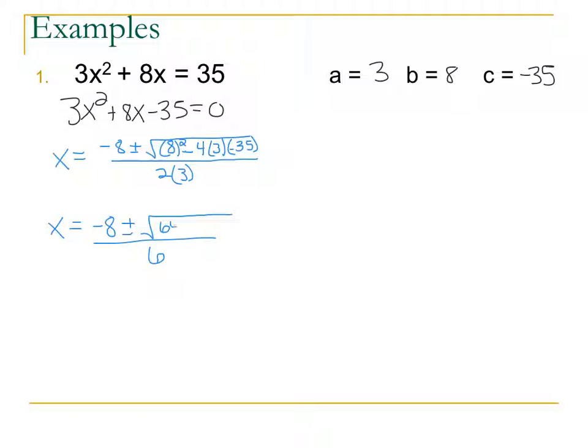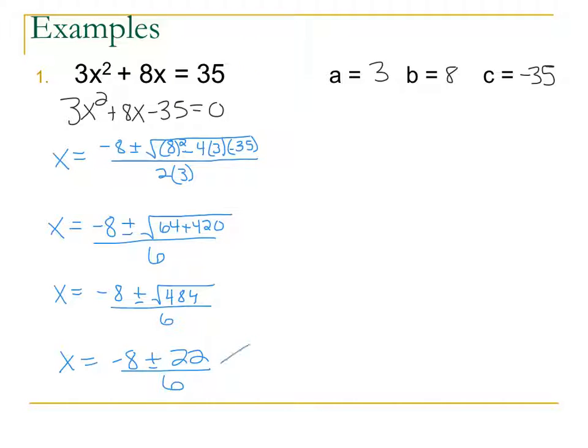So we end up getting 64 minus 4 times 3 times 35, which should become plus 420, all over 6. And then I'm going to go one more step and actually do 64 plus 420, and that should give me 484 all over 6. So from here I would pay attention to that square root of 484. If it's a perfect square, you can take it. If it's not, you're going to simplify it as a radical. That actually is a perfect square. The square root should be 22.